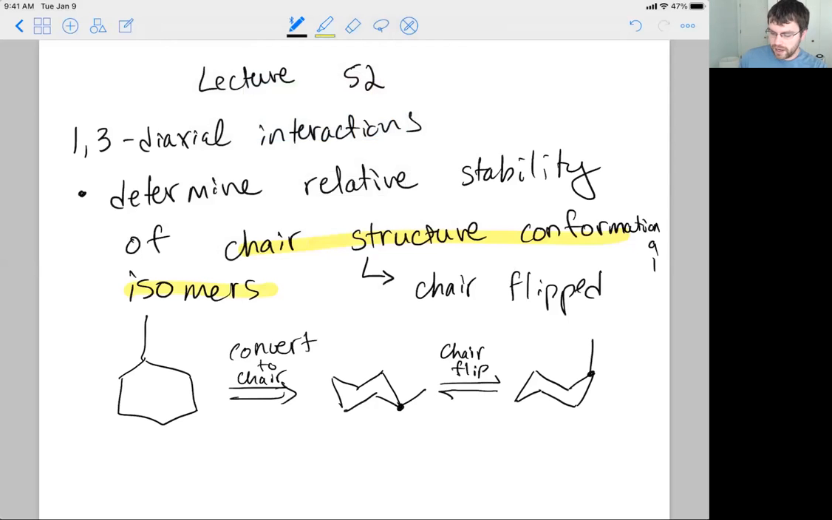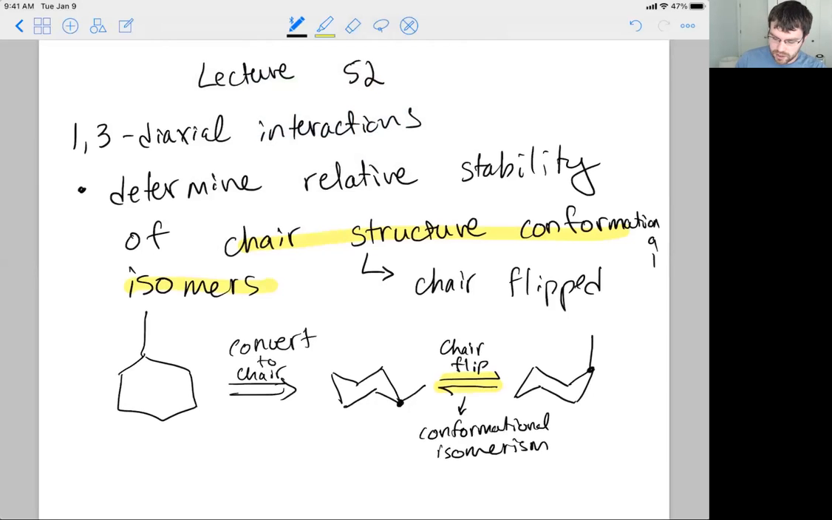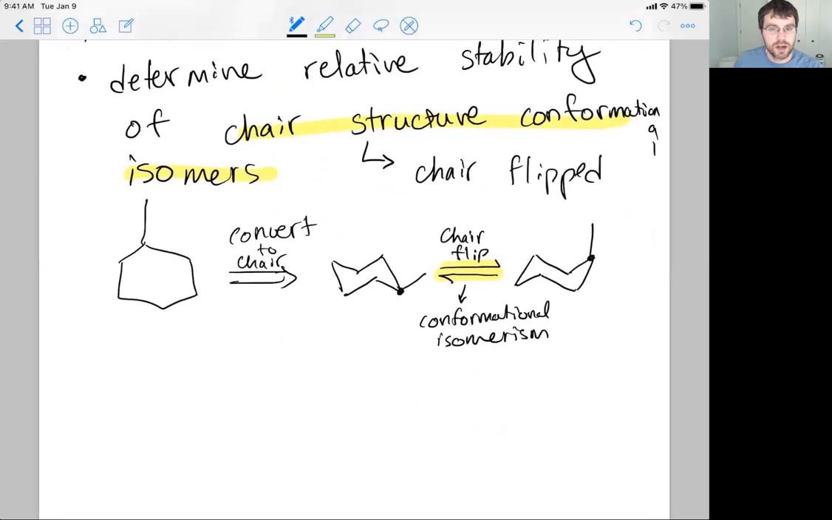Okay, so we have our two chair structures, and I show equilibrium arrows. And this is the sort of conformational isomerism. That is, the conversion of these two isomers occurs as a result of chair flipping. These two structures are chair flipped versions of each other. A more precise term would be that they're conformational isomers of each other.